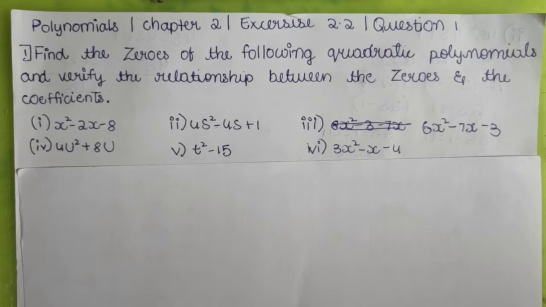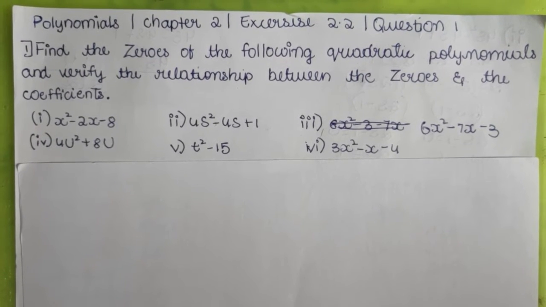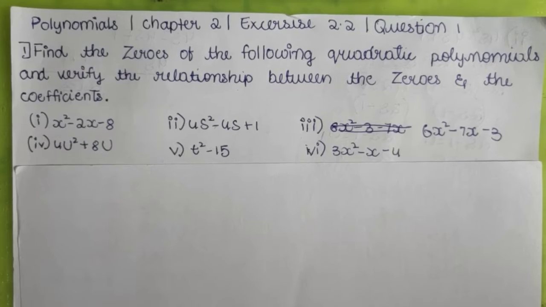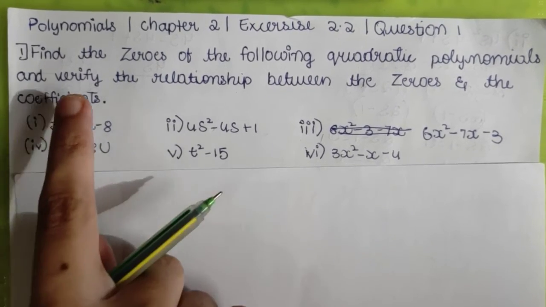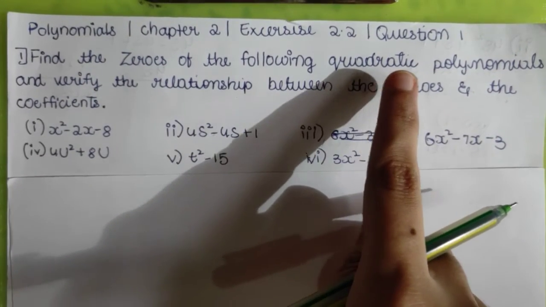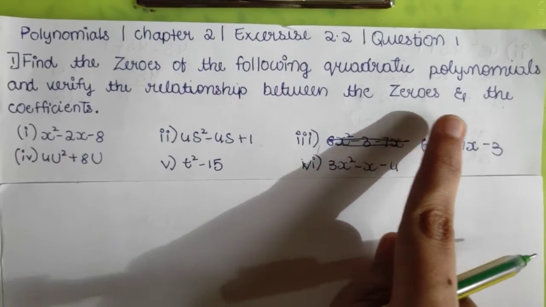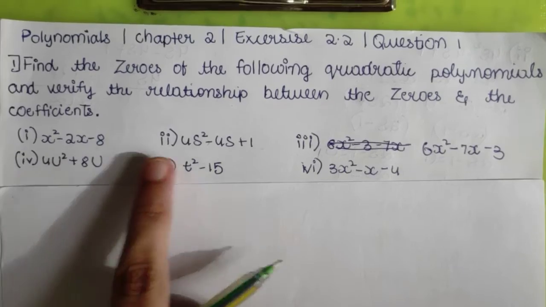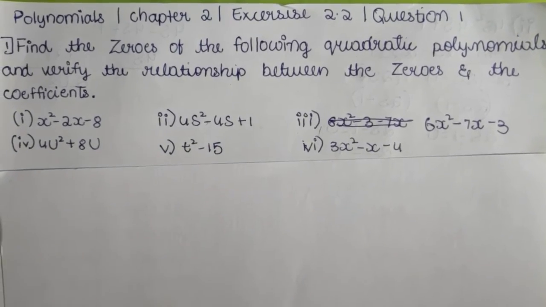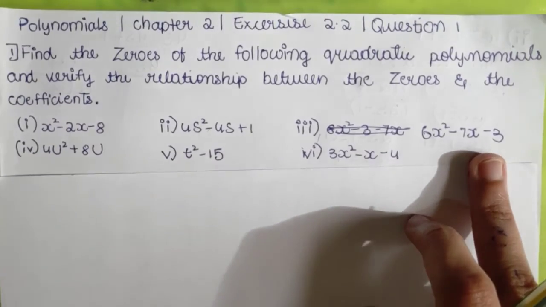Hello everyone, welcome back. In this video we are going to learn exercise 2.2 question number 1. So let's read the question. Find the zeros of the following quadratic polynomial and verify the relationship between the zeros and the coefficients. The first and second parts are in my previous video. Now we are doing the third part.